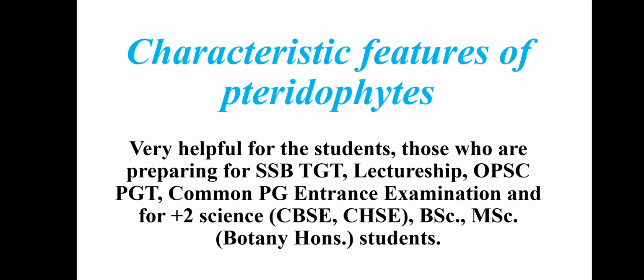In my previous videos, I have already discussed algae, fungi, bryophyta, lichens, photosynthesis and nitrogen metabolism. So today I will discuss the characteristic features of pteridophytes. As I have already told you, the group of cryptogams is divided into three categories: thallophyta, bryophyta, and pteridophyta. Under thallophyta, algae and fungi are there, then bryophyta, then pteridophyta. So today we will discuss the general characteristic features of these pteridophytes.